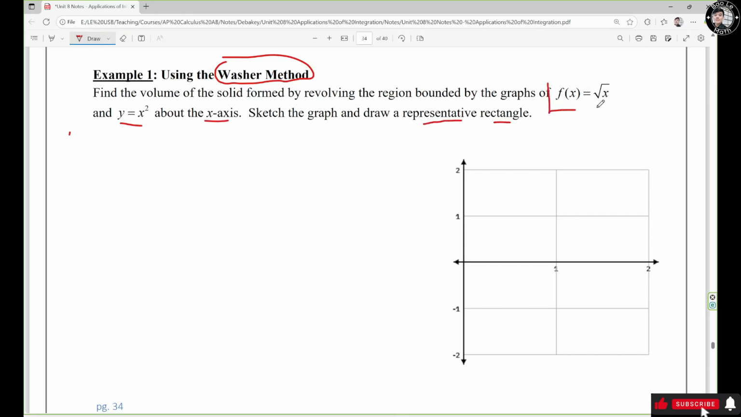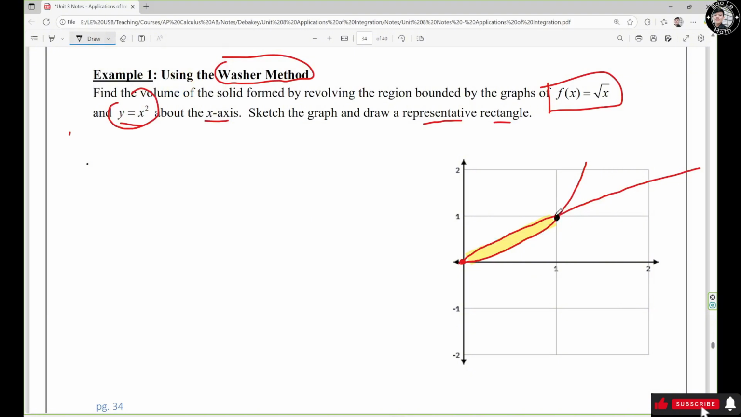Now to sketch this one, we're gonna let x equals 0, y equals 0, right? x equals 1, y equals 1, right? So if you graph it, it's gonna be something like this. Now to graph this one, we're gonna let x equals 0, y equals 0, right? x equals 1, y equals 1, right? x equals 2, y equals 4, right? So if you graph it, it could be something like this. And the shaded region should be this guy.